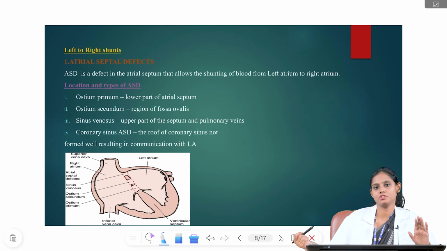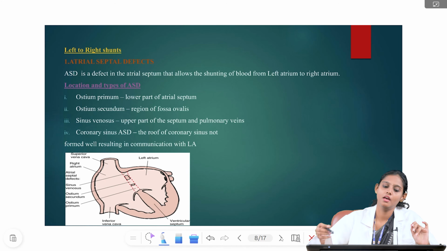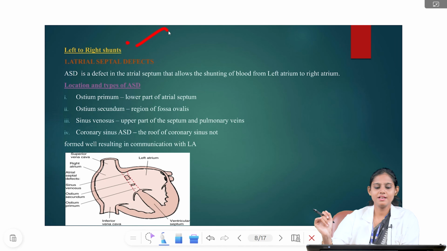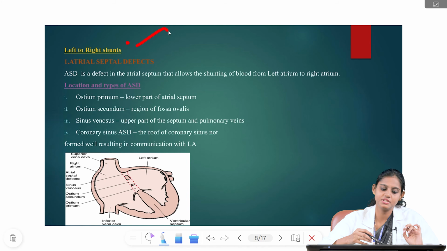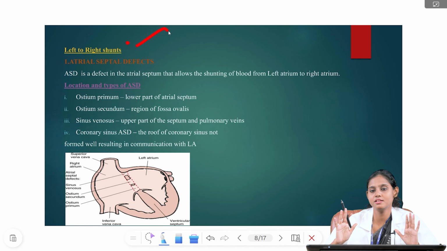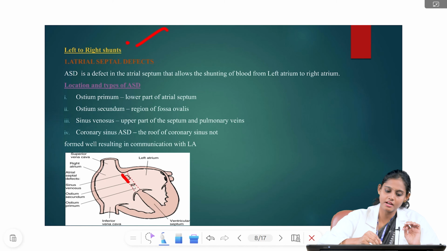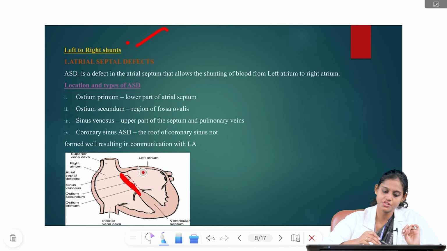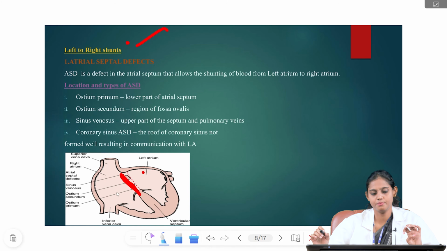First, let's look into an acyanotic defect, which is a left to right shunt. First defect is atrial septal defect. Atrial septal defect is nothing but a defect in your interatrial septum that allows shunting of blood from left atrium to right atrium.